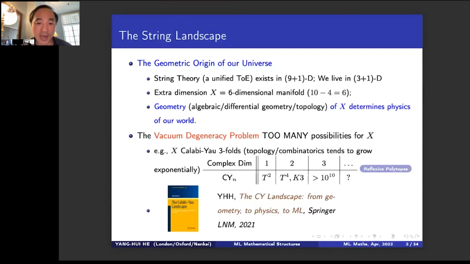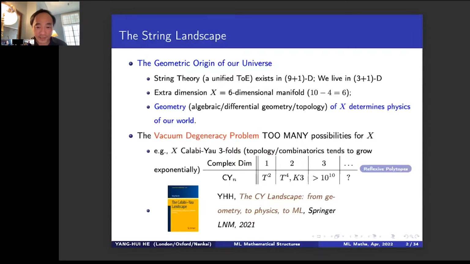For example, if you ask, how many Calabi-Yau 1-folds are there? Well, that's Ricci-flat complex curves. There's essentially only one, the torus, T2. And if you were to ask, how many of them in complex dimension 2? Well, there's the 4-torus, and there's the K3 surface. So there are 2 of them. So in dimension 3, you imagine maybe there are not too many.